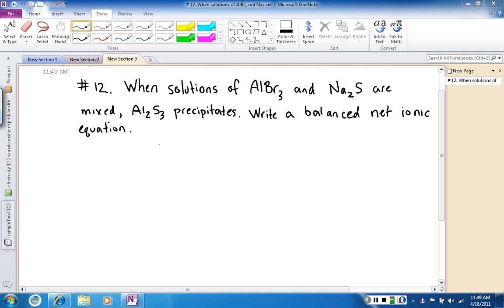So the first part you want to do is figure out what ions are going to dissociate from the solutions that you mix. AlBr3: you should know from your periodic table that Br always forms a -1 ion. So Br makes Br-. Since there's 3 of them and the whole molecule is neutral, Al is going to form an Al3+.